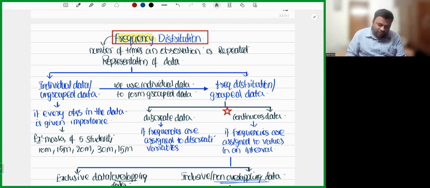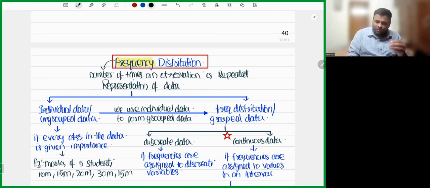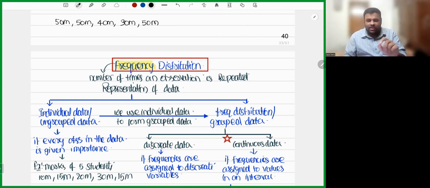Now, frequency distribution. So frequency means the number of times an observation is repeated. Say, for example, you have plotted a data, and in this data I'm having observations like this. Like I have taken marks of 5 students. The marks of 5 students are 50 marks, 50 marks, 40 marks, 30 marks, and 50 marks. So this 50, 40, 30, what I have written here, are called observations.